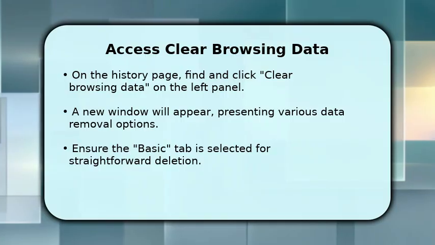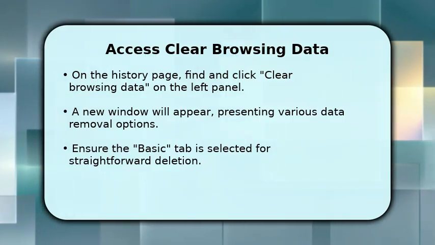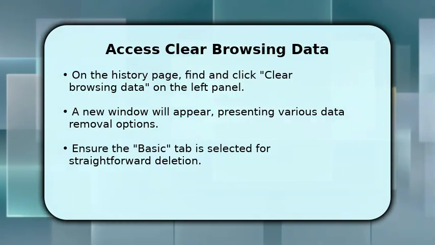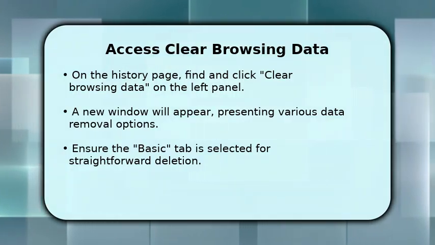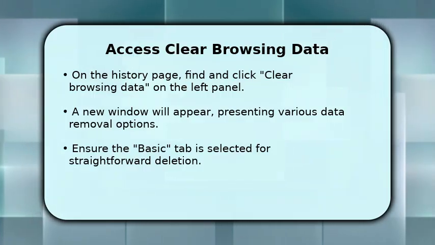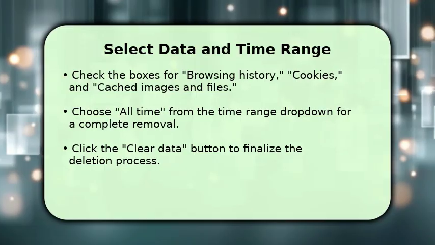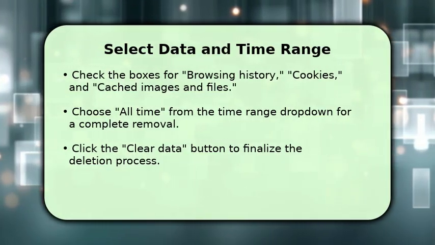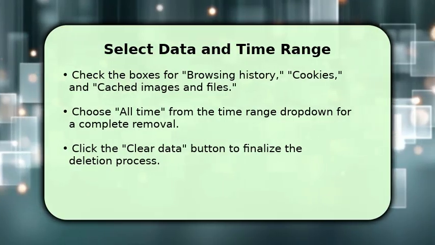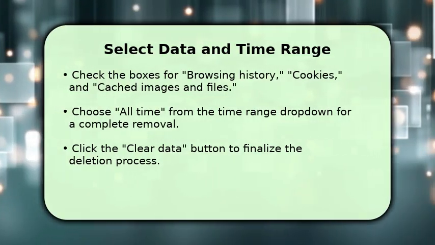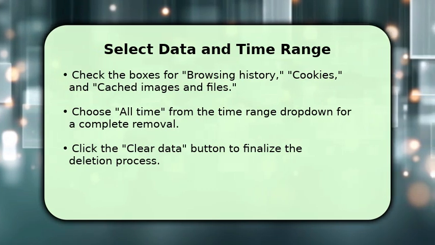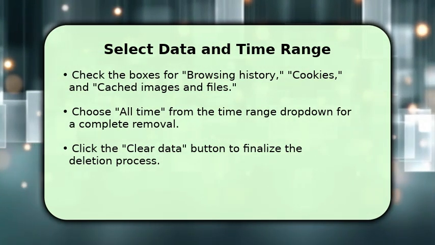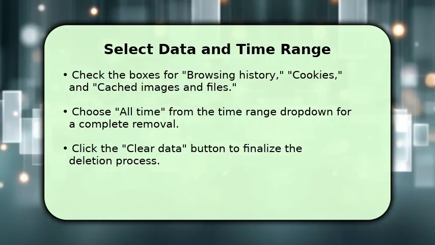In this window, you will find 2 tabs, Basic and Advanced. For most video-related data removal, the Basic tab is sufficient and easier to navigate, so ensure it is selected. Now, within the Basic tab, you need to select the types of data to remove. Make sure the boxes next to browsing history, cookies and other site data, and cached images and files are all checked. Next, use the drop-down menu for time range and select all time to ensure everything is covered.